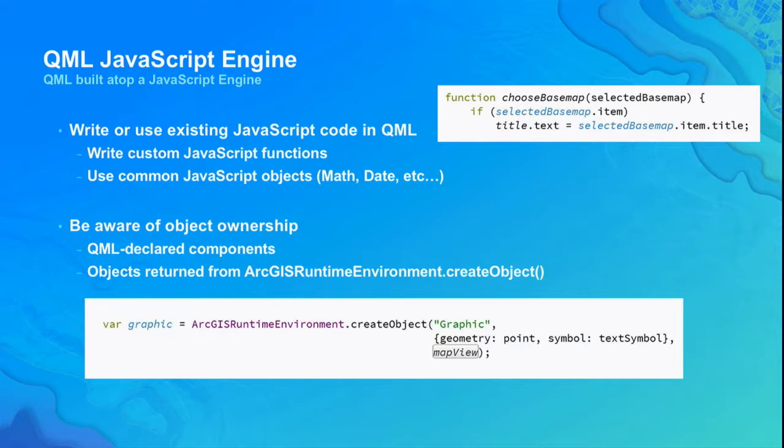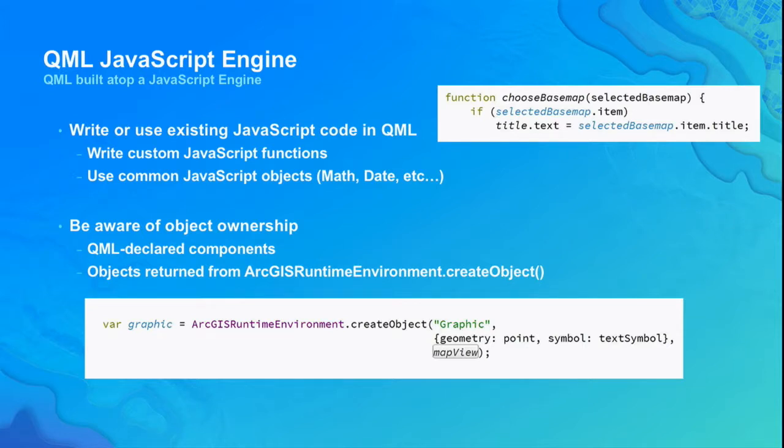So here's a nice little code snippet where I'm creating a graphic, giving it a geometry and a symbol. And this returned graphic typically by default would have JavaScript ownership. So if you're within a function, it goes out of scope, garbage collector is going to clean that up, and now that graphic's been nicely handled and deleted, and that memory management has been handled for you.